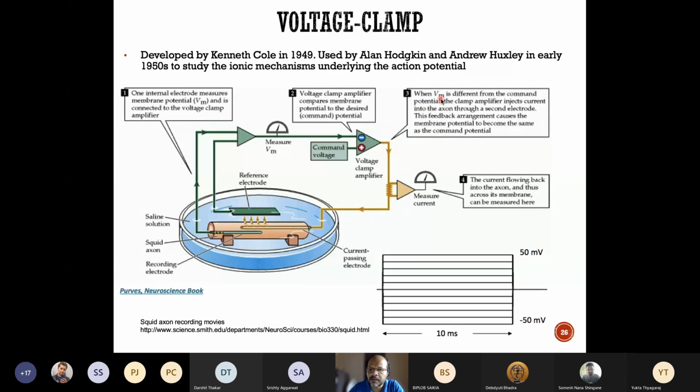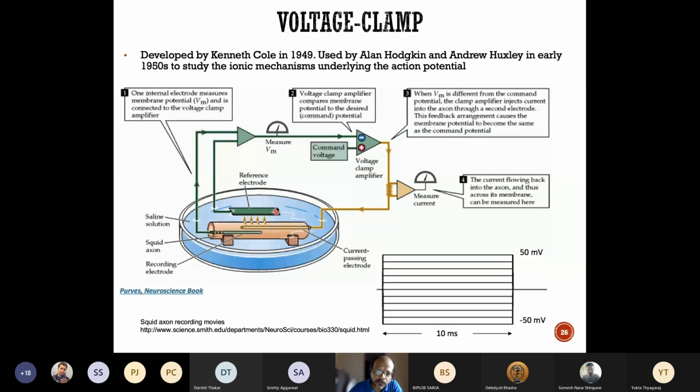Whenever VM is different from command potential, the clamp amplifier injects current into the axon through the second electrode. This feedback arrangement causes the membrane potential to become the same as the command potential. This is going to inject current until it becomes the same, which happens very quickly. So essentially, as the membrane potential changes here, so does the conductance. So more current needs to go through to maintain the potential at the same level. This current passing electrode provides that current.